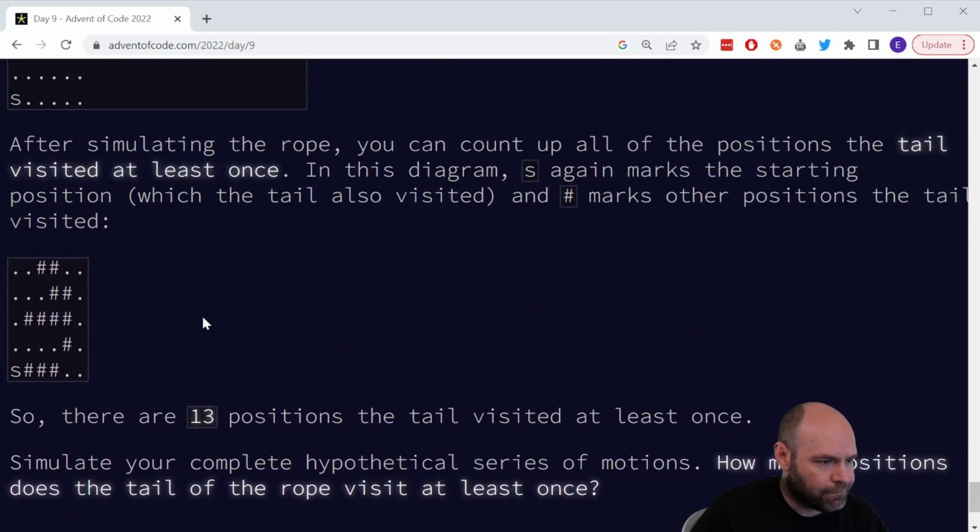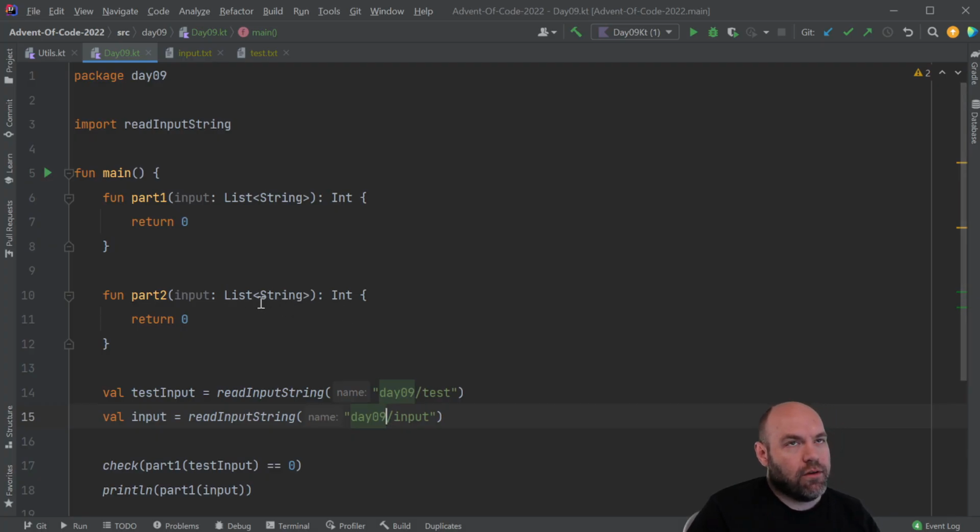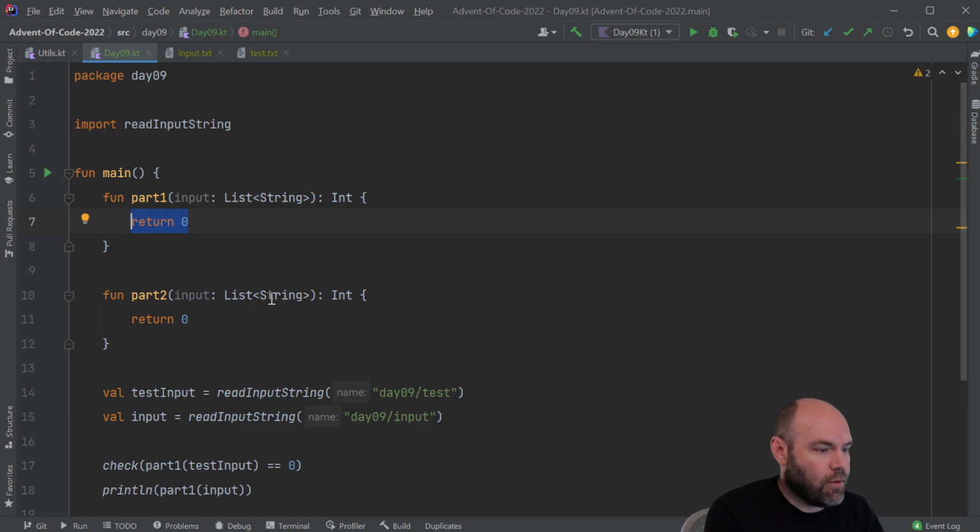Okay. The thing is, we don't actually even really need a grid. We just need to keep track of the head position and the tail position. And for simplicity's sake, we can start them both at 0, 0. And to keep track of places it went at least once, what we can do is use a set of some sort of concatenation of the position, and whatever the size of that set is at the end, that's our answer.